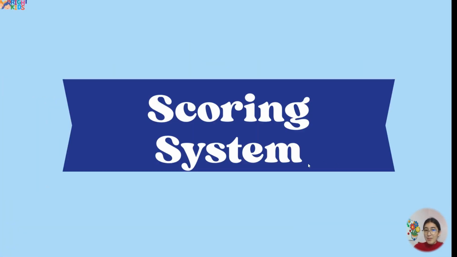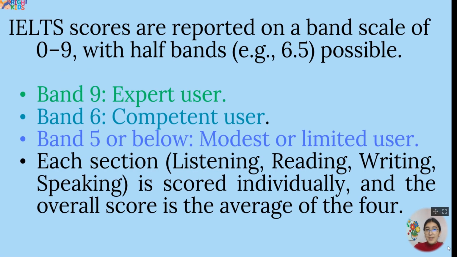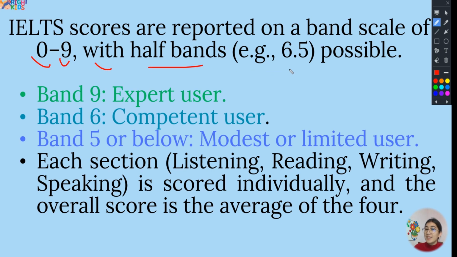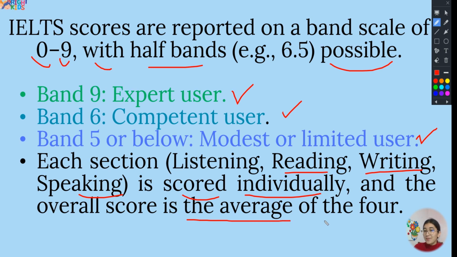Now let's talk about the scoring system. IELTS scores are reported on a band scale of 0 to 9, with half bands such as 6.5, 7.5, 8.5 possible. Band 9 is expert user. Band 6, competent user. Band 5 or below, modest or limited user. Each section, listening, reading, writing, and speaking, is scored individually, and the overall score is the average of the 4.